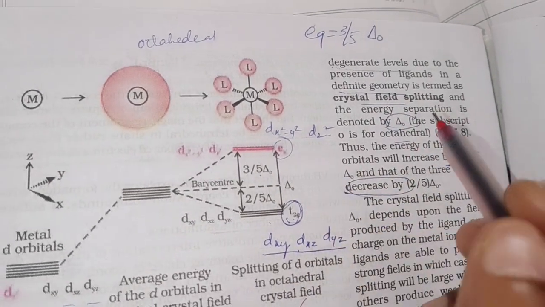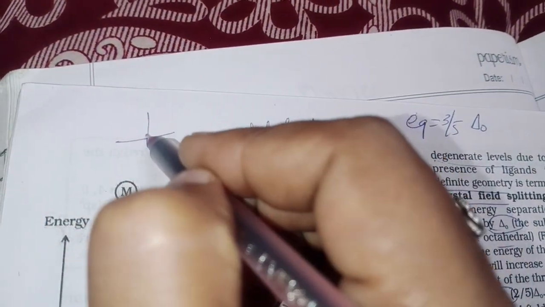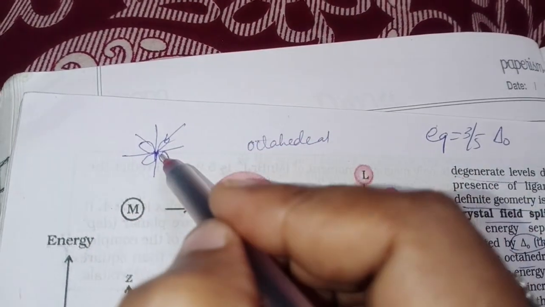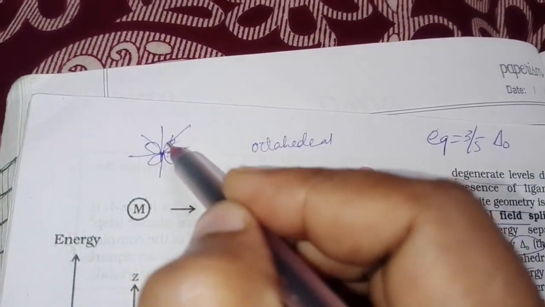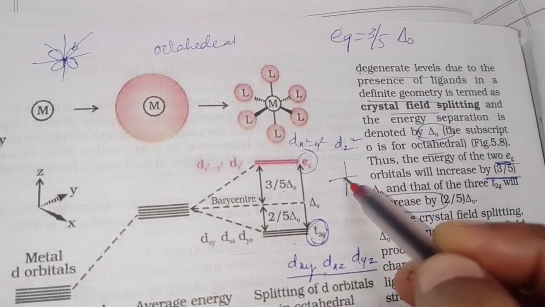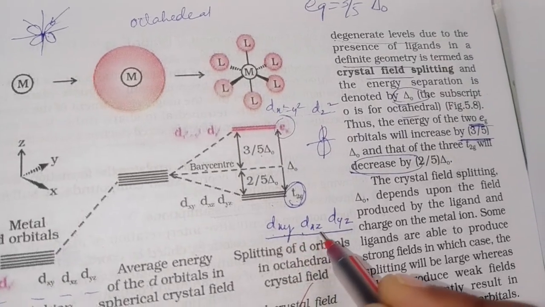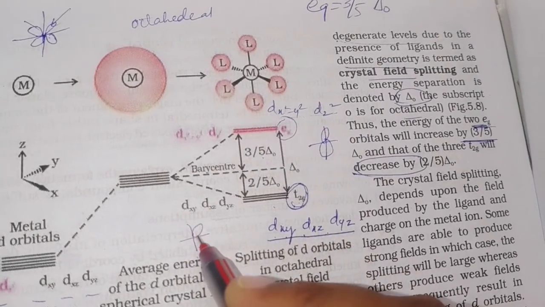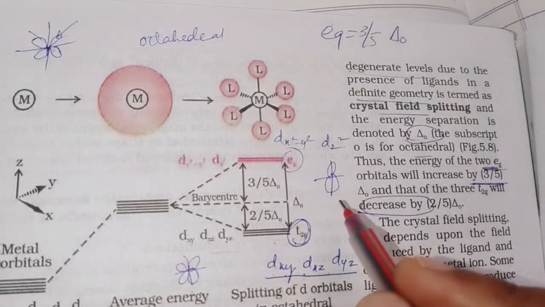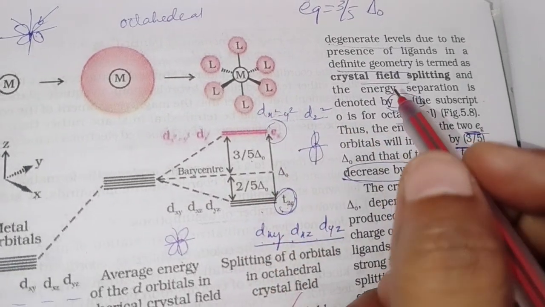Why does this happen? It is because the ligands come along the axis. dx square minus y square and dz square lie along the axis. dxy, dxz and dyz lie between the axis. The ligands are not coming between the axis; here the ligands are coming along the axis. So the orbitals along the axis will have higher energy.